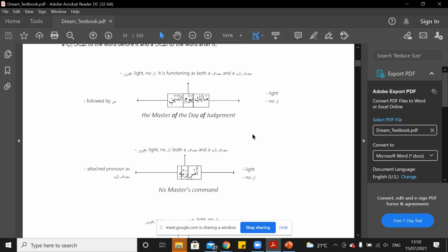Now if you look at the meaning, Malik means master, Yom means day, Ad-Din is the day of judgment. So, master of the day of judgment. If I say master of the day, it's an Idafah fragment. If I say the day of judgment, it's also an Idafah fragment, right? They both have "of" in between them. So when we say the master of the day of judgment, it is a chain of Idafah fragment. We know the meaning of that, right?